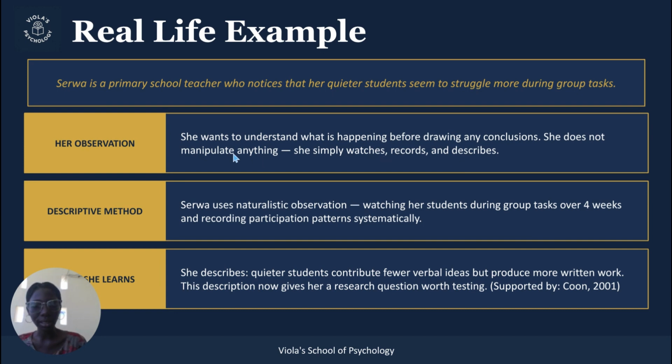So Sewa commits to 4 weeks of naturalistic observation. That is one of the main methods of descriptive research. That is one way to do descriptive research. Okay. And then she watches her students during group activities, recording participation patterns without intervening. So this is how you do naturalistic observation, which is one way to do descriptive research, right?